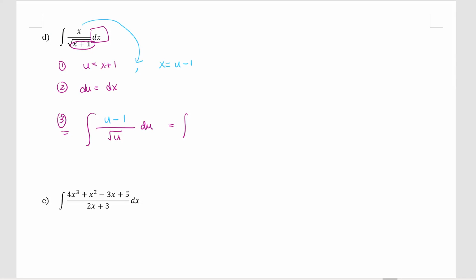So is a quotient. Do we have quotient rule? No. So we split. So that is u over square root of u minus 1 over square root of u du. Okay. So next, what is u over square root of u? So u is like square root of u times square root of u, right? So you cancel one copy of the square root of u. You still have square root of u. And what's square root of u? That's u to the 1/2.